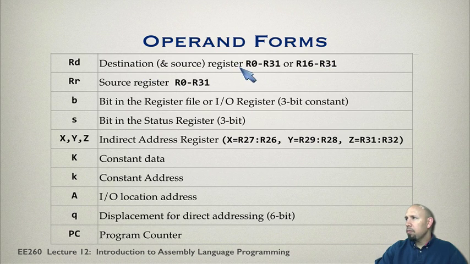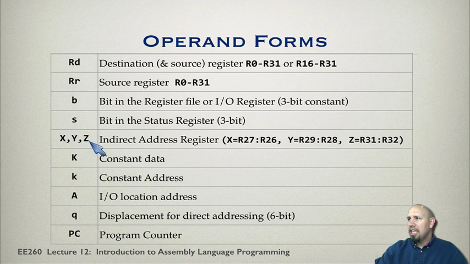So in particular, they can be registers 0 to 31. Okay, so any of those registers. B stands for a bit in the register file or IO register. So that's a 3-bit constant. Okay, so it's a bit. S is for a bit in the status register. There is a specific register that's called a status register, or SREG. And so that's a bit in the status register.